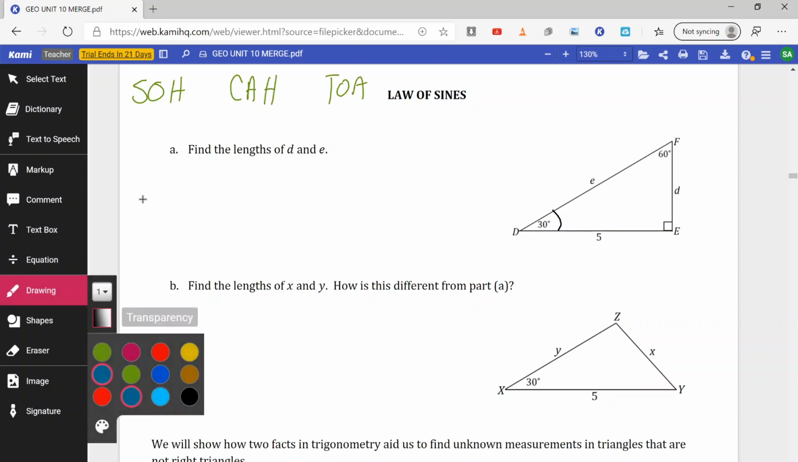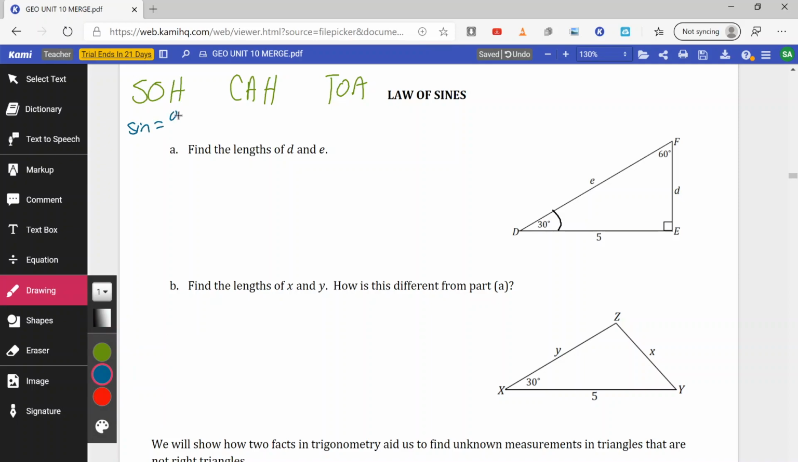Again, sine of our angle is equal to the opposite side over the hypotenuse. Cosine is equal to the adjacent side over the hypotenuse, and tangent of our angle is equal to the opposite over the adjacent side. We can use any one of these three to figure out our lengths. So, sides D and E, side 5, and the first thing I see is angle 30. Length D is across from 30, and side 5 is adjacent to it. So we can use tangent.